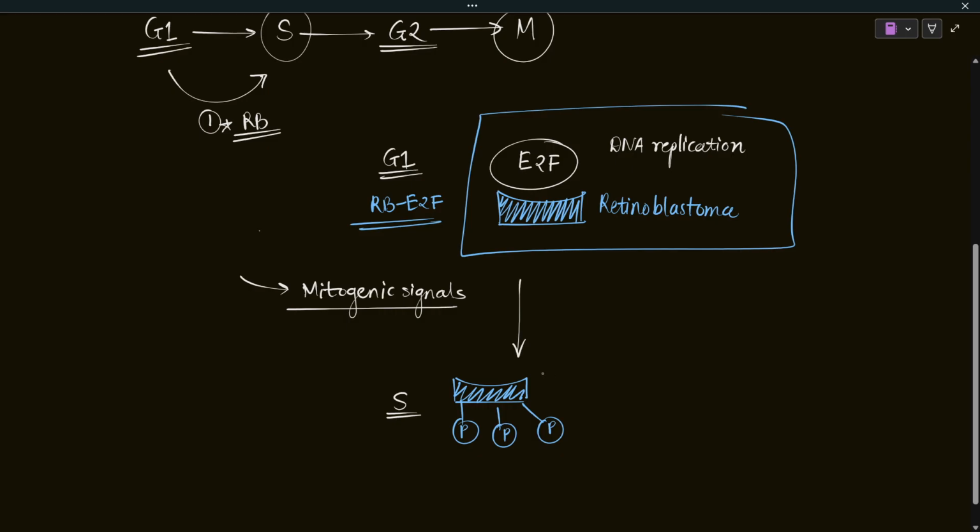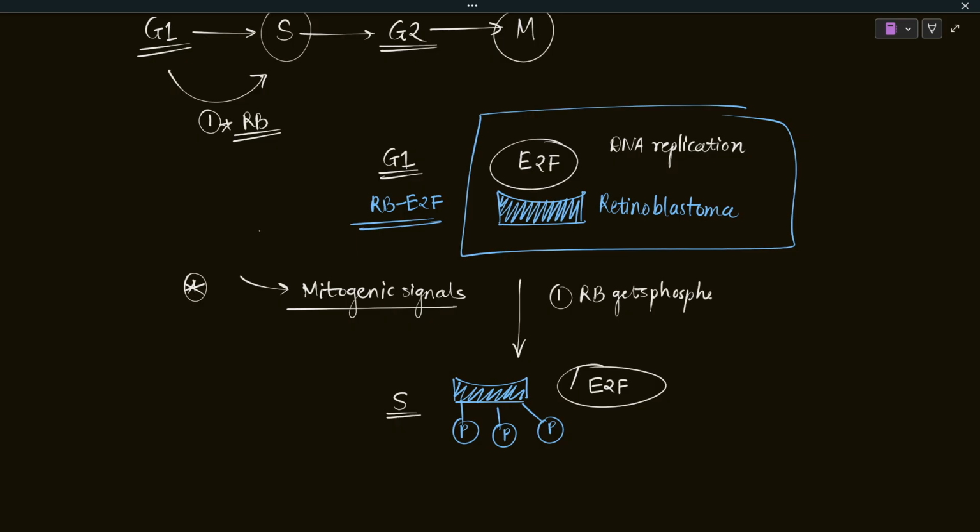Okay. And due to the phosphorylation of retinoblastoma, it undergoes some conformational changes, which breaks down the bond between the E2F and retinoblastoma. So now, due to the phosphorylation of retinoblastoma, E2F transcription factor is free. So what happens is that upon the arrival of mitogenic signals, retinoblastoma gets phosphorylated, which results in the E2F release.